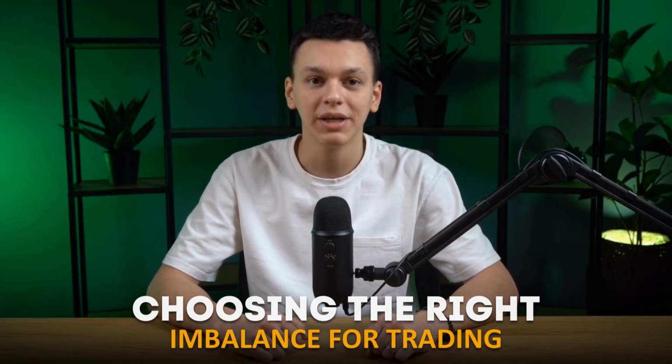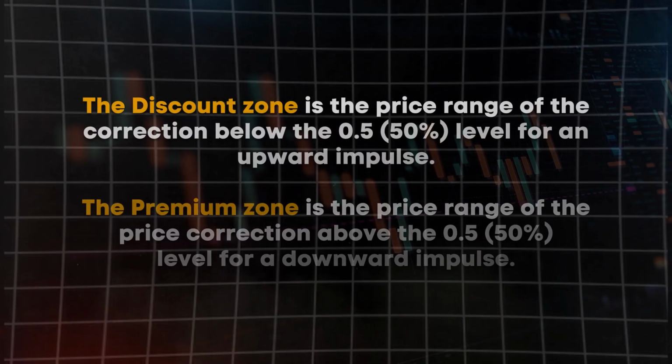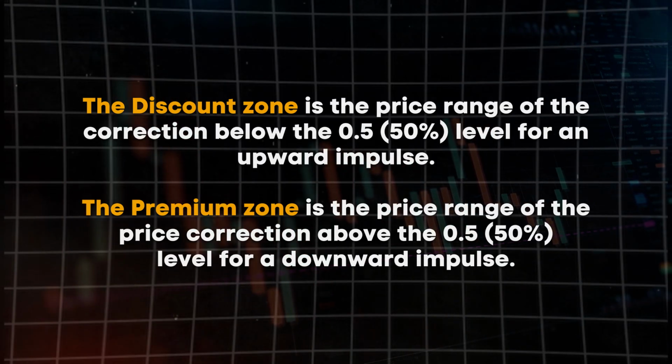Now, let's discuss how to choose the most suitable imbalances for trading. On the chart, you can often notice a situation where two bearish imbalances form as the price falls. At first glance, they may seem equally important, but the correct choice depends on their position in the market context. To assess the potential of each, refer to the concept of premium and discount zones.